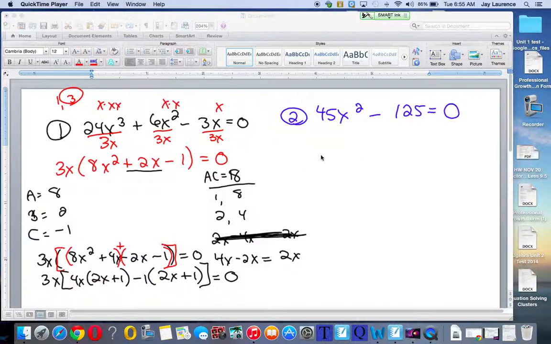erase it. So I still don't have my Smart Notebook working, so I can't fix that. I can't just go to a new page or scroll down. All right, got my 3x out front.